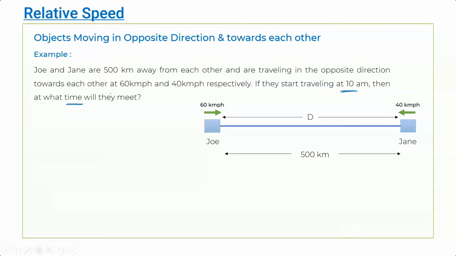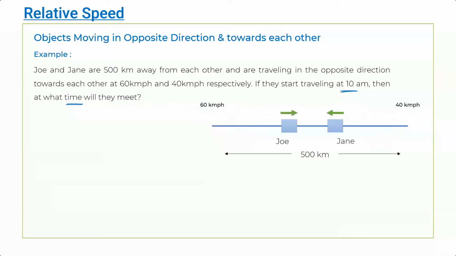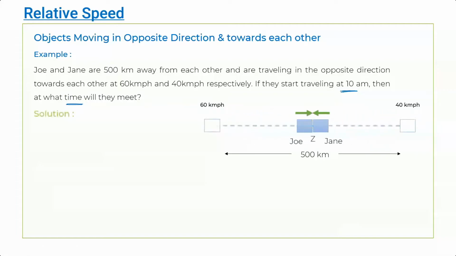Now try to visualize it. What is happening here? Joe and Jane both start at 10 a.m. and they start moving towards each other. So after a certain point of time, they'll meet somewhere. They could meet either in the middle or somewhere else. Obviously, since the speeds are different, they won't meet in the middle, but they would meet somewhere, right? And I need to find out that time. Now understand this, that we don't know the time here, but they are both traveling for the same time, right? They both started at 10 a.m. So let's assume, let's say they meet at 2 p.m. Hypothetically, okay?